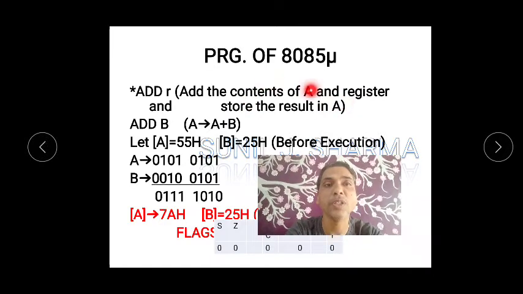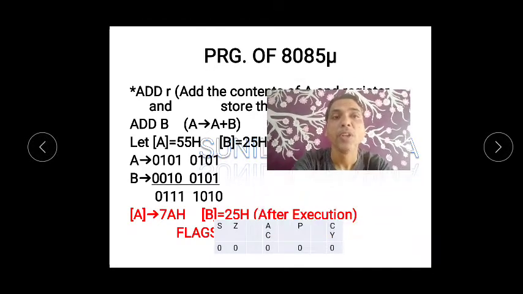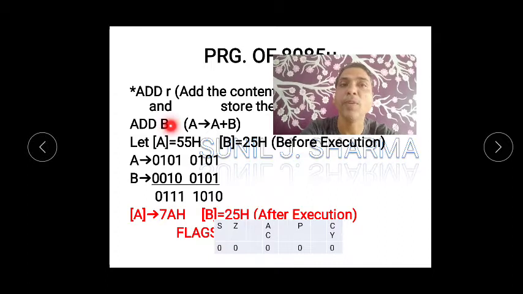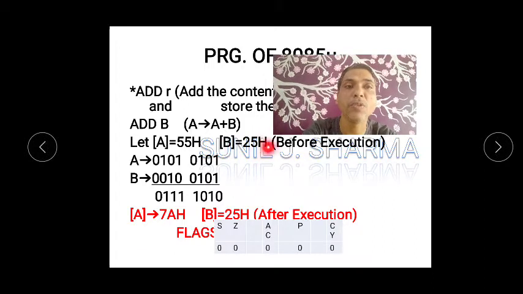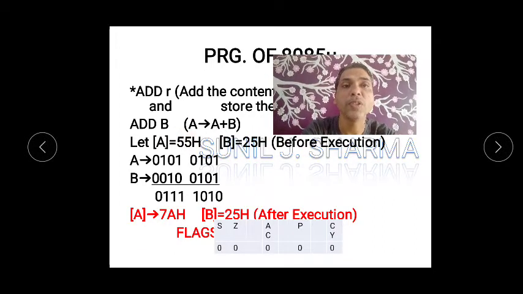So whatever register is there along with the accumulator, they are added and the result is stored in the accumulator. For example, suppose I take ADD B. So ADD B means A is equal to A plus B. So let A be 55H, B be 25H. This is the before execution situation. Value of A is this, value of B is this. So we have to just change it to binary.